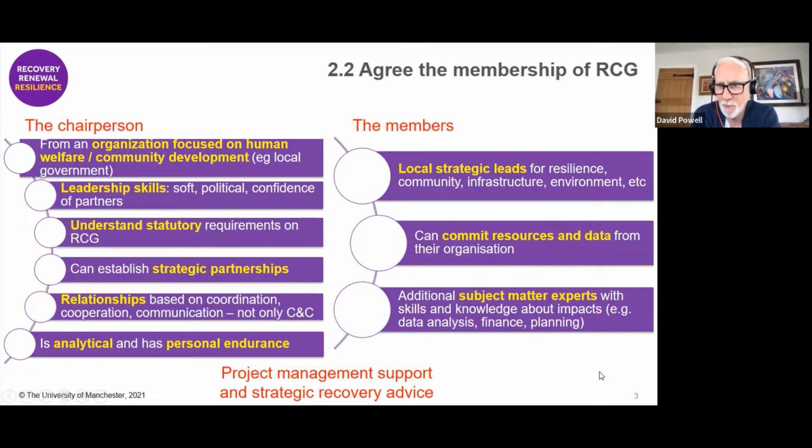We also think it's really important that the whole group is supported either through project management approach, program management approach, or indeed what we call strategic recovery advice, subject matter experts, if you like, who understand the legislation, the legal basis for recovery arrangements in your particular country, who can advise accordingly on how best to do this and where to get support from. Thank you, Duncan.